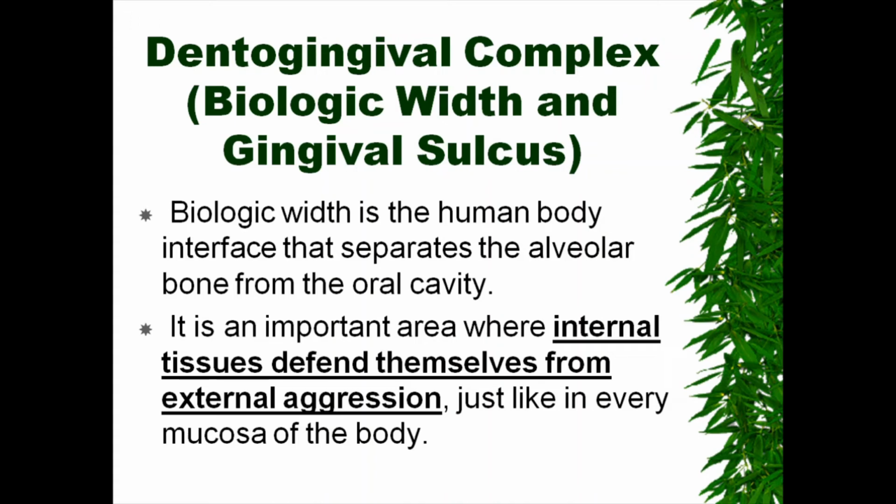Dentogingival complex, biological width or gingival sulcus. It is the combination of biological width, connective tissue that is there in the gingival sulcus, and the junctional epithelium. The biological width is the human body interface that separates the alveolar bone from the oral cavity. It is an important area where internal tissue defends itself from external aggression, just like in every mucosa of the body.